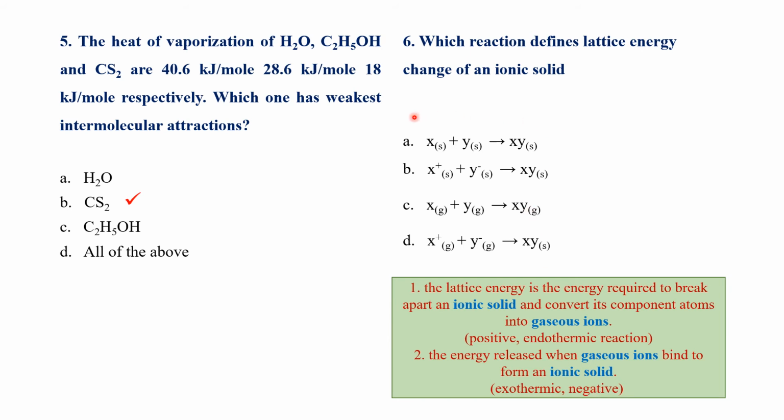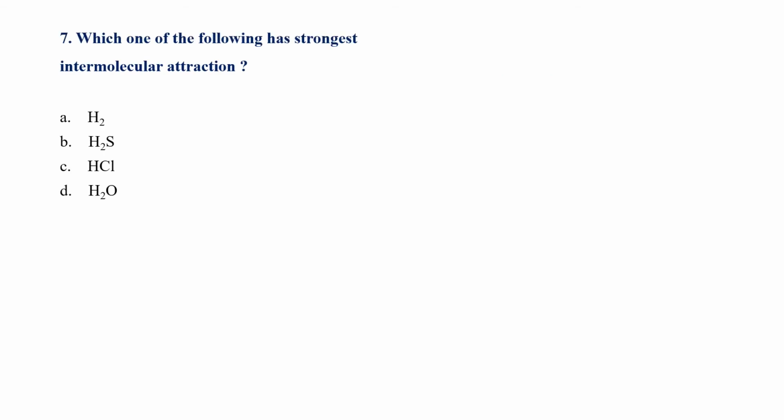So among all these options, XY, that is ionic solid, is formed from the ions that are in gaseous form. So option D is the correct answer. Which one of the following has the strongest intermolecular attraction? This is quite simple. That is water, because of hydrogen bond.